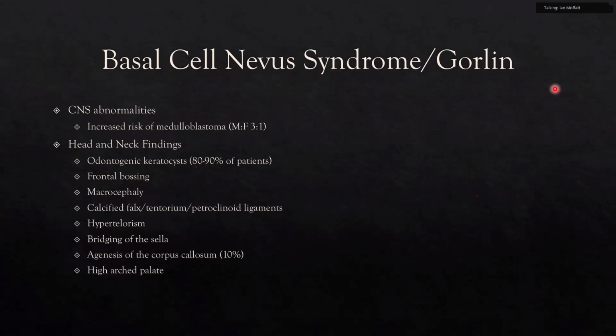So as far as the CNS goes, the increased risk of medulloblastoma is the one thing that we really want to look out for. It's a male to female predominance. Develops in a fair number of basal cell nevus syndrome patients, up to 20%. Head and neck findings, we'll often see the odontogenic keratocysts, which are present in 80 to 90% of patients with the syndrome. You can see frontal bossing and macrocephaly, and then you get calcification of the falx, tentorium, petroclinoid ligaments. If you're really astute and looking for it, you can see hypertelorism and bridging of the sella. They will occasionally have agenesis of the corpus callosum and a high arch palate.